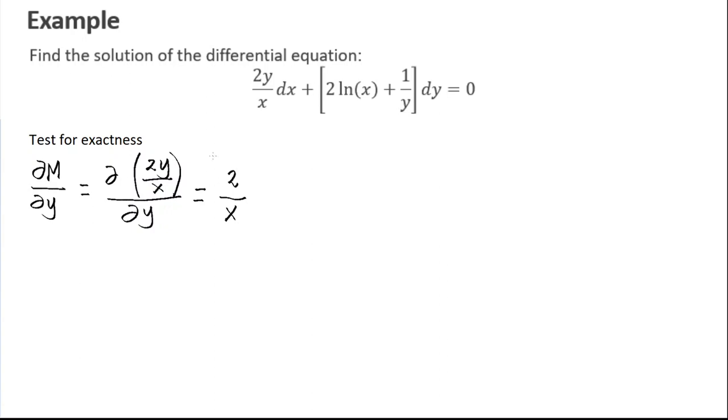Now, let's proceed with the partial derivative of n with respect to x. Okay, so what is our n? Our n is the function inside the bracket, 2 ln x plus 1 over y. So now we are differentiating n with respect to x. Therefore, we consider x as a variable and y as a constant.